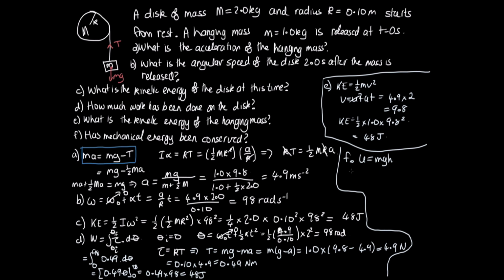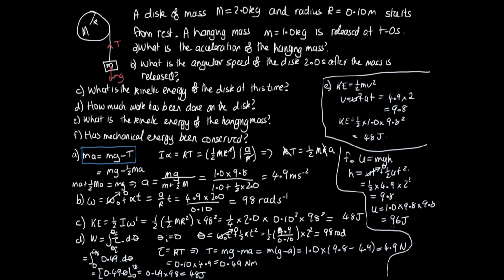In order to calculate h, we can use our kinematic equation. S is equal to ut plus a half at squared. It starts from rest, so u is 0, and so this is equal to a half times 4.9 times 2 squared. Solving this, we end up with 9.8, and so our potential energy is equal to 1 kilogram times 9.8 for g times 9.8 for the height, and solving for that, we end up with 96 joules.